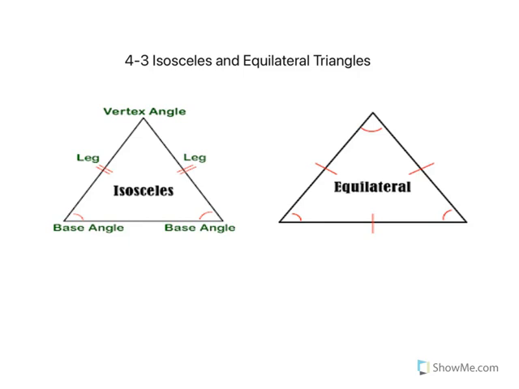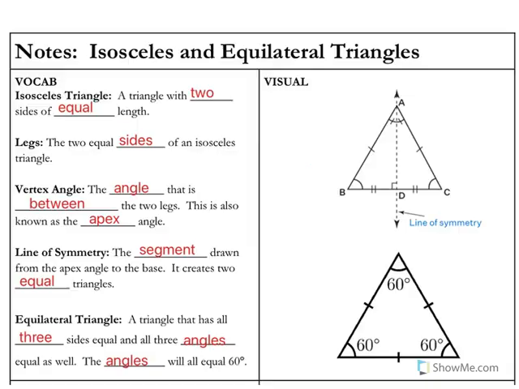The isosceles has, you can see, legs, a base angle, and a vertex angle. So let's learn a little more about that with our vocabulary. An isosceles triangle is a triangle with two sides of equal length. The two sides of equal length are called the legs. If we look at the visual across, this is a leg and that's a leg. We call this the base because it's what it's standing on.